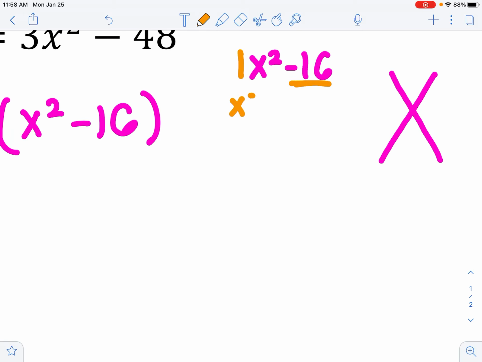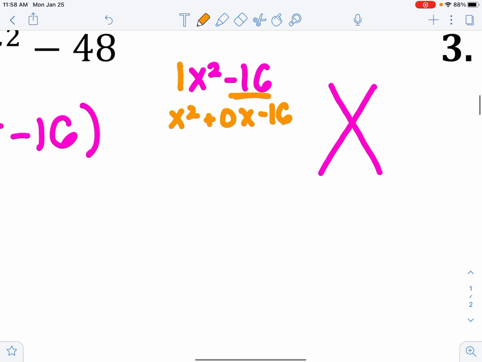C is negative 16. There is no b value. This is the same thing as x squared plus 0x minus 16. Keep that in mind. Okay, so I need two numbers that multiply to give me negative 16 and add to give me 0. So that's 4 and negative 4. Don't forget to divide by a, which is 1. So you have x plus 4 and x minus 4.